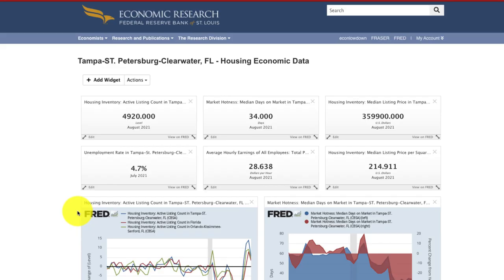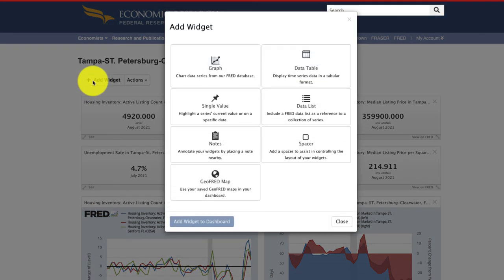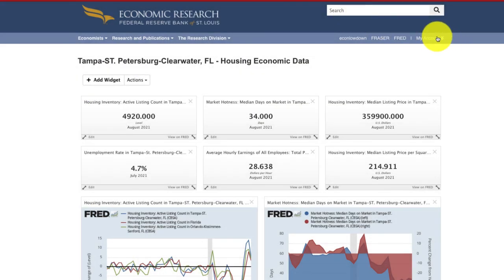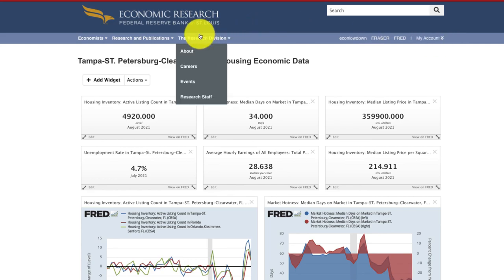Great, so I've been able to show you here how to pull some data together from FRED in order to assess the health of your market. There's a lot more you could do with it in this Add Widget section, and make sure that you actually have a FRED account so that you can create these dashboards in your view.